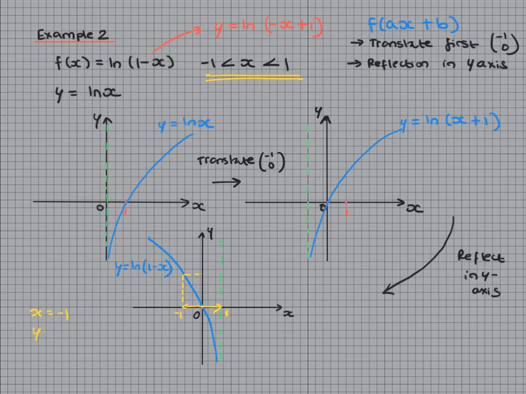Well, if x equals -1, y is equal to ln 2. And keep that as an exact value. Nobody needs to see random decimals here. So that's as far up in the y direction as we're allowed to go.